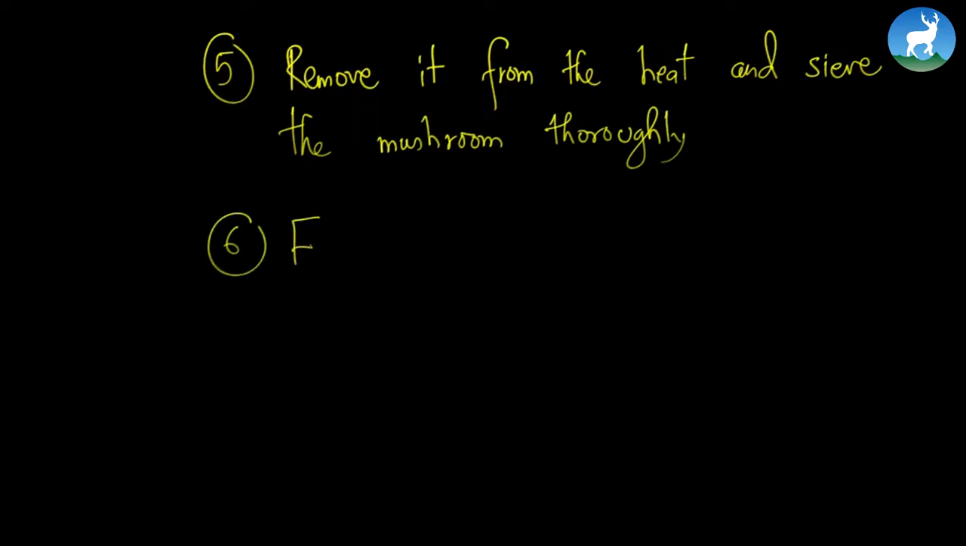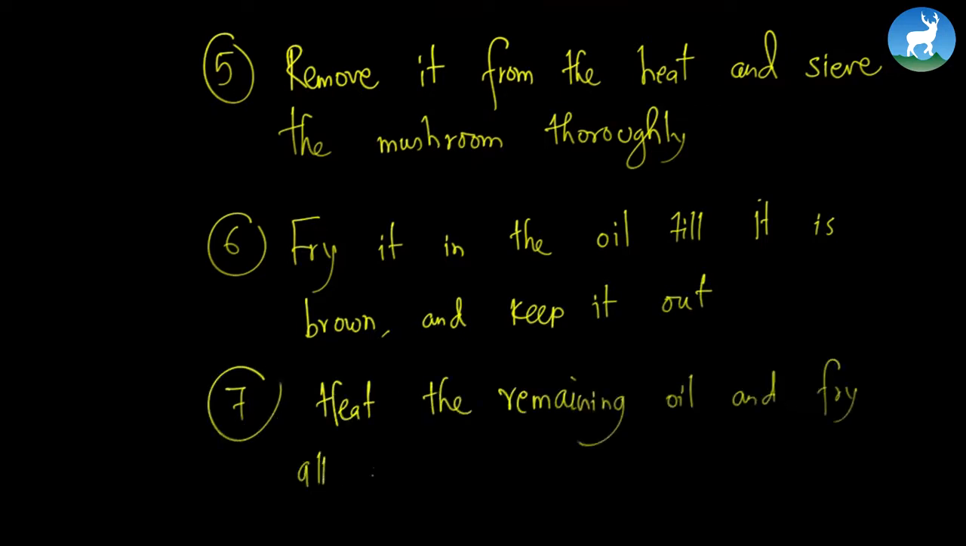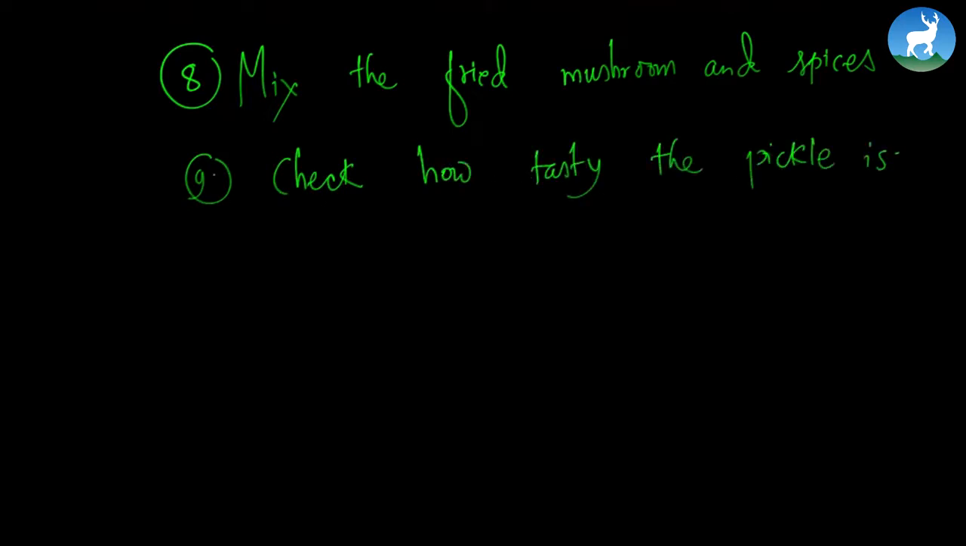After that, fry it in the oil till it is brown and keep it out. The seventh thing you should be doing is, heat the remaining oil and fry all the spices. Make sure to stir the spices well. Afterwards, this is the 8th point, I guess. So in the 8th point, what you should be doing is, mix the fried mushroom and spices. So mix them all. Also, you can add a little quantity of vinegar when it becomes cool. The last thing you should do is, check how tasty the pickle is. Alright, so this is the last piece of instruction.